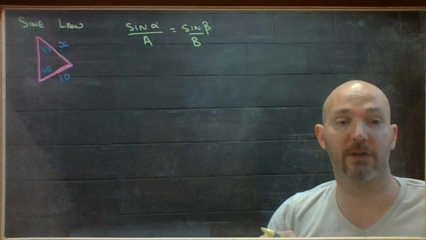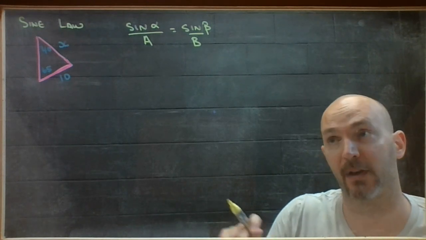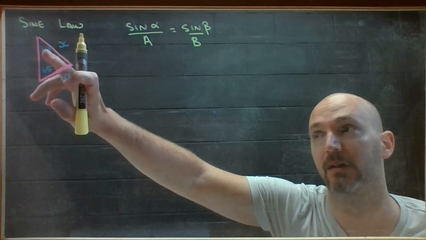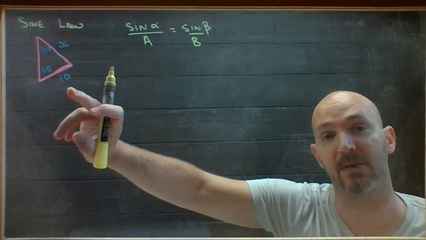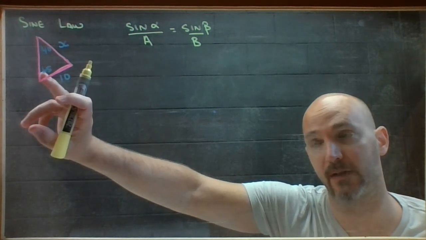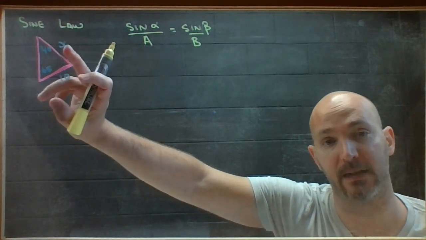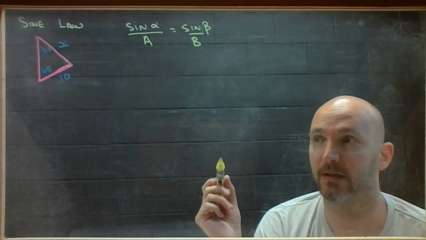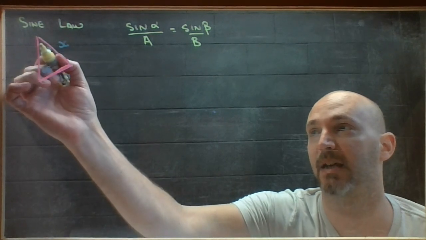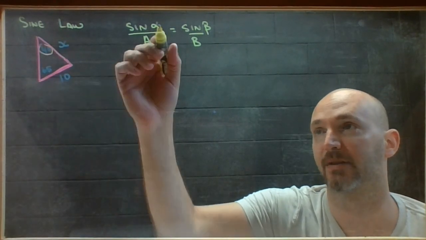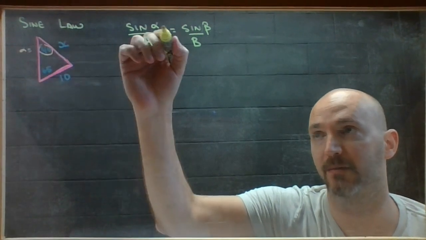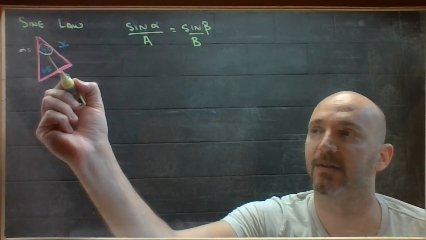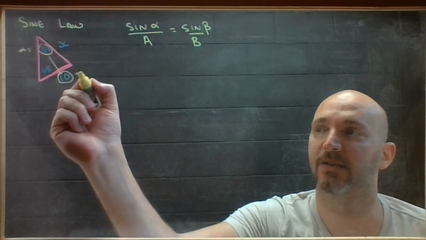The other trigonometry tool you have for non-right angle triangles is the sine law, where you take the sine of one angle divided by the length opposite to it and equate it to the sine of the other angle divided by that length. So I've got this setup here. I'm going to choose this one to be alpha. So that's going to be 40 degrees in my equation here. I look across the triangle to the side that doesn't touch it. That's going to be my A.